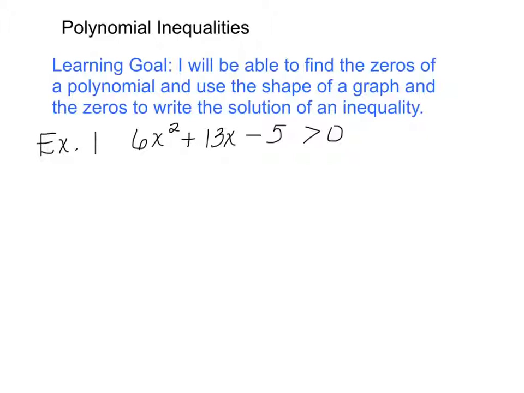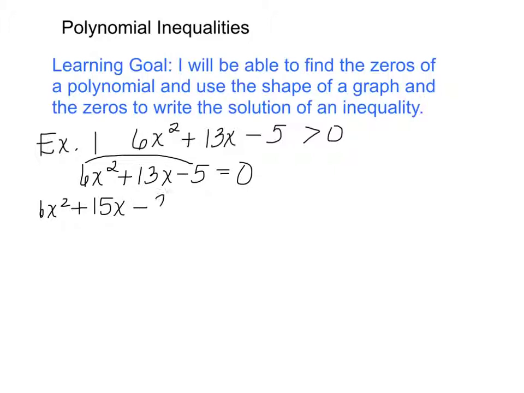So the first thing you want to do is find your zeros. So you're going to set this equal to 0, and we're going to find our zeros. I'm going to find two factors of negative 30 that give me 13. So that will be positive 15 and negative 2. And it doesn't matter which order you put the 15 and negative 2.